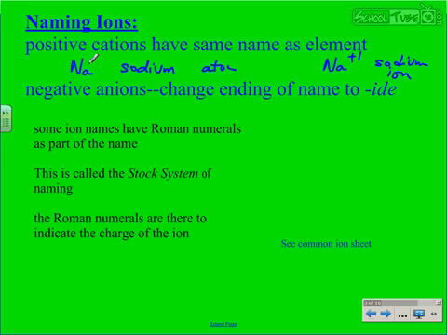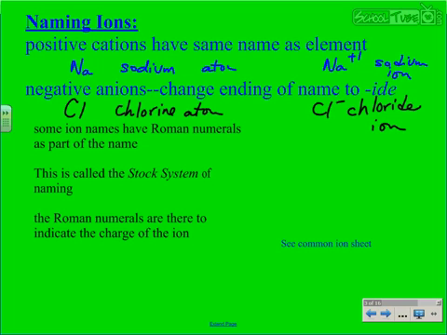But the negative anions, for example, chlorine becomes a chloride ion. We change the ending to IDE. So fluorine becomes fluoride. Bromine becomes bromide. Oxygen becomes oxide. Right? We change the name ending to IDE.